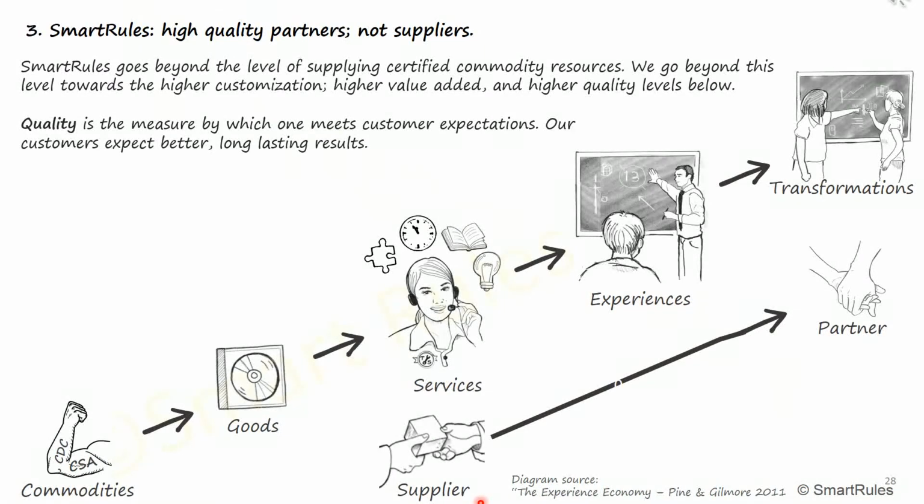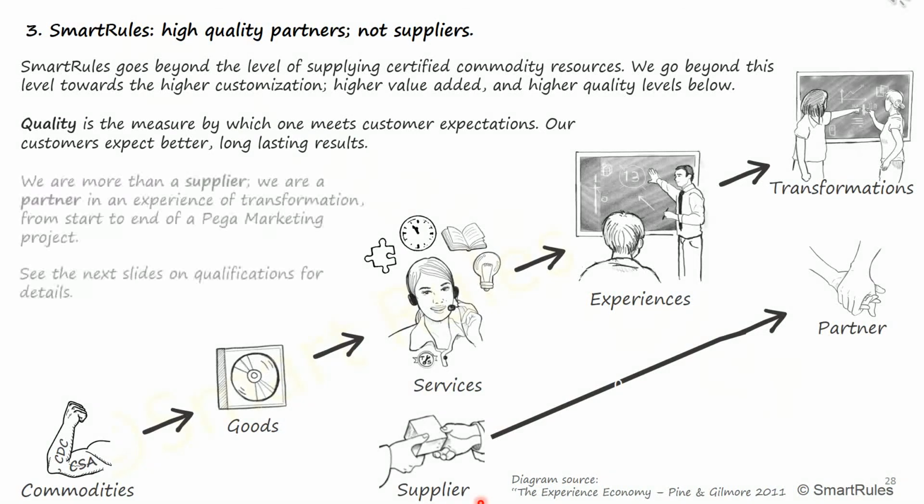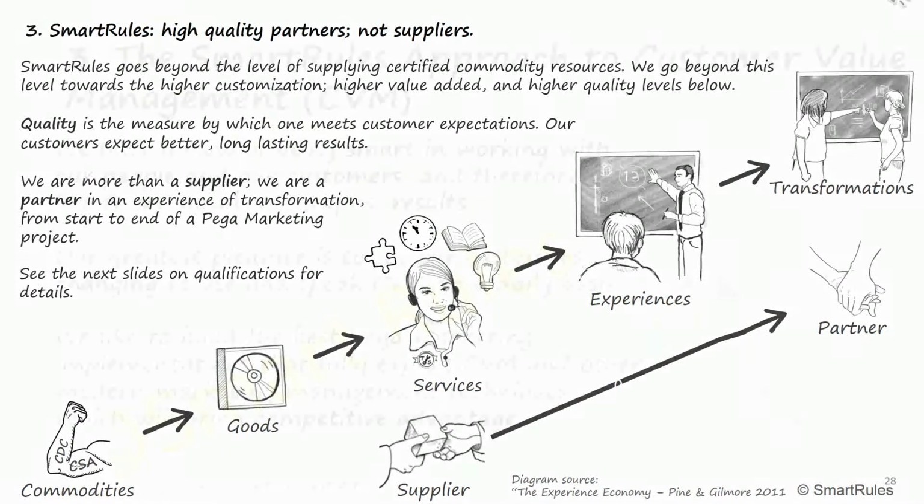Quality is the measure by which one meets customer expectations. Our customers expect better, long-lasting results. We're more than a supplier. We are a partner in an experience of transformation from start to end of a Pega marketing project. See the next slides on qualifications for details.